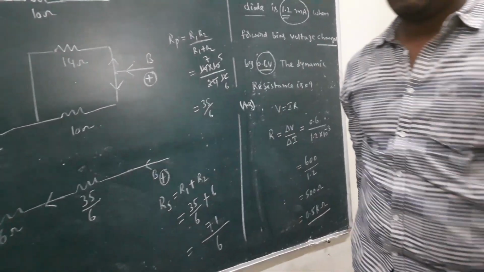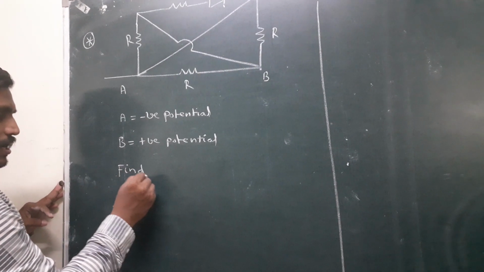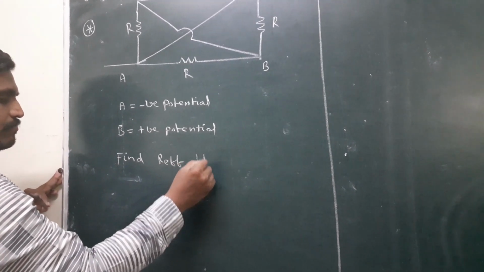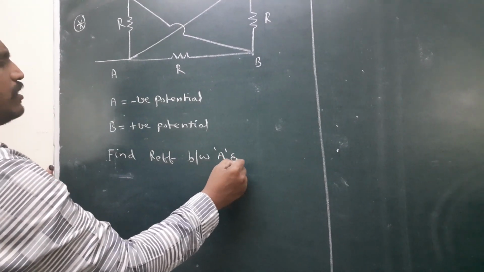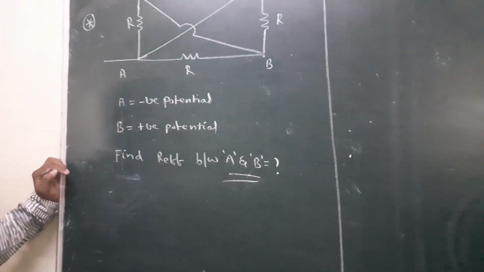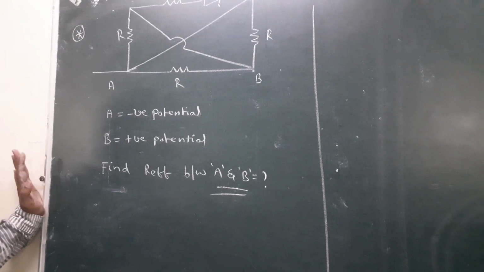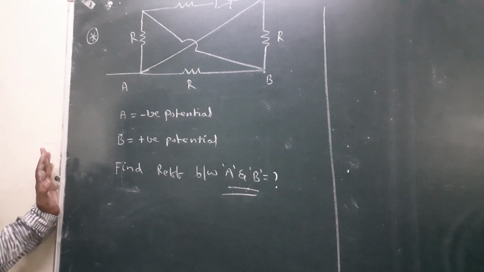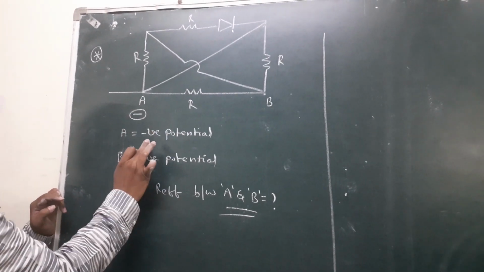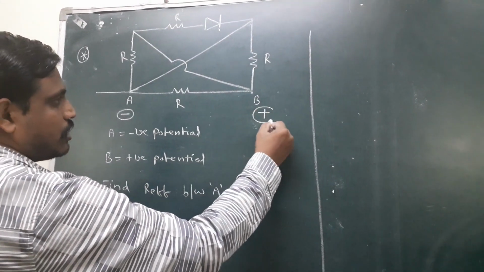Next I solve another problem. See the diagram; the diagram is the question. Find the effective resistance between A and B. This is the question. Here A is connected to negative potential according to the given question. B is connected to positive potential.